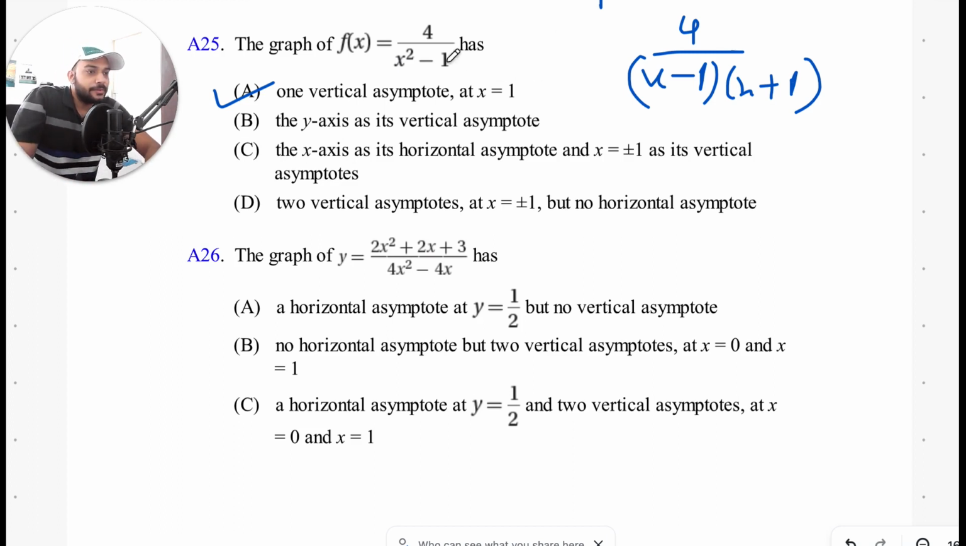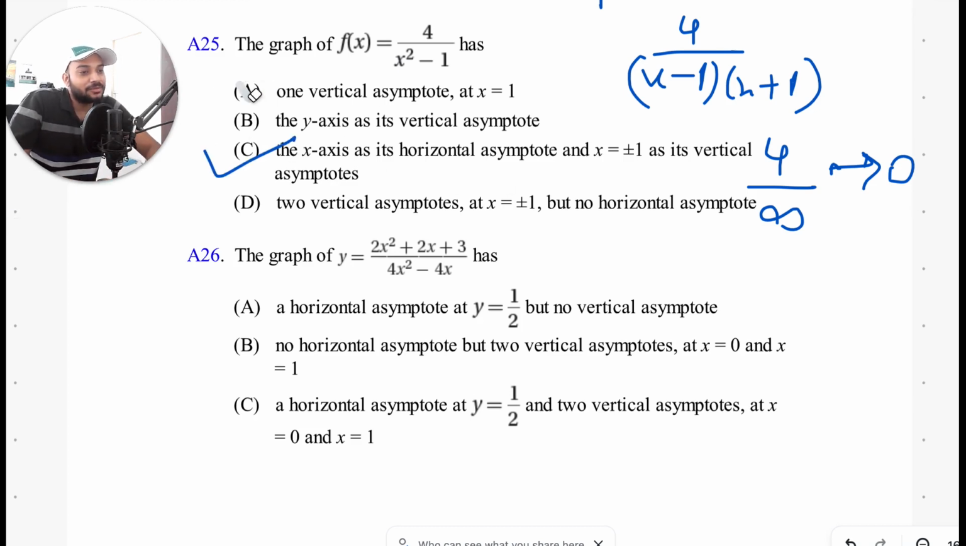Okay, so what we can do is we can divide with x squared, or no need of dividing even. We can just directly place x as infinity here. If I put x as infinity, I get 4 upon infinity, which is tending to 0. Any number upon infinity tending to 0. So the limit is tending to 0. That means yes, it's going to approach the x-axis. So option C is correct, not option A. Option A is also correct, but C is the superset of it. Okay. 2 vertical asymptotes, but no horizontal asymptote, wrong. There is a horizontal asymptote at y is equal to 0.